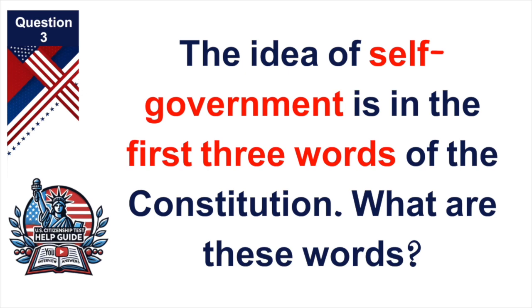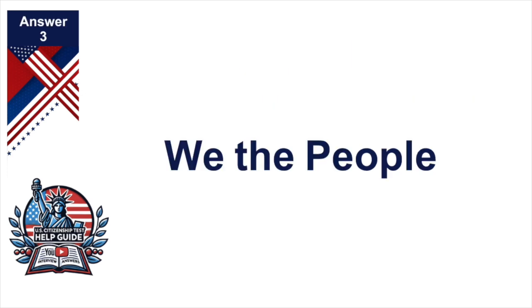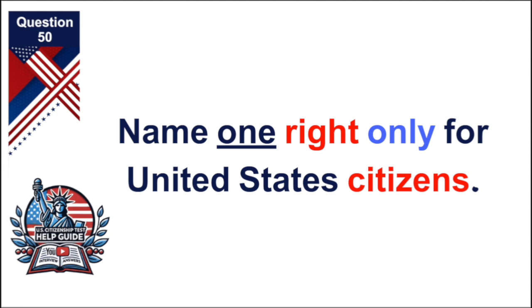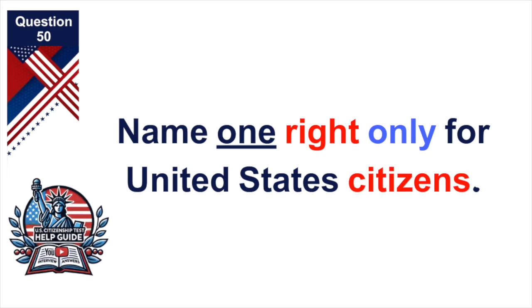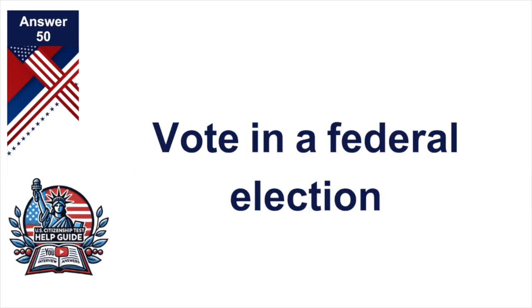The idea of self-government is in the first three words of the Constitution. What are these words? We the people. Name one right, only for United States citizens. Vote in a federal election.